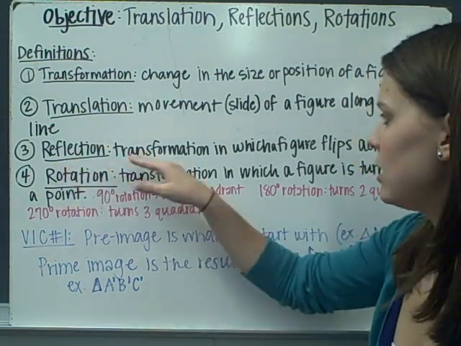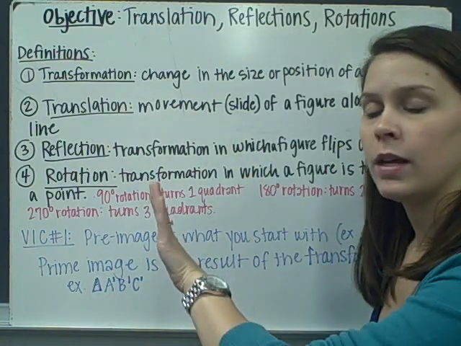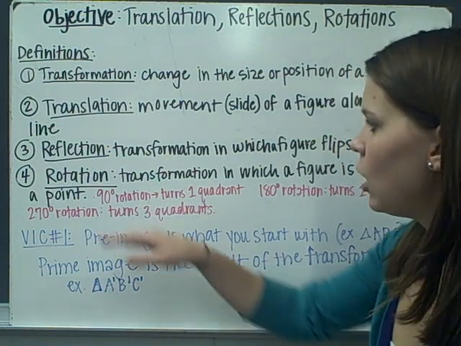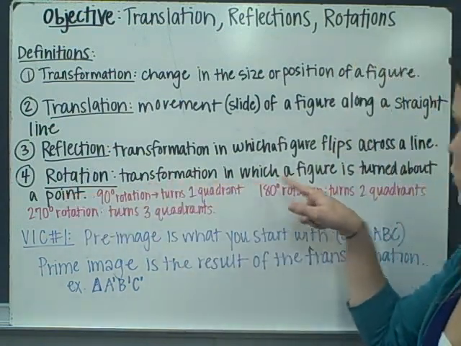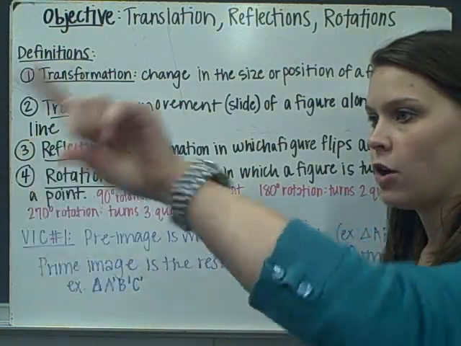A reflection is a transformation in which a figure flips across a line. So you're taking it and you're either flipping it across the y-axis or the x-axis of a coordinate plane. A rotation is a transformation in which the figure is turned about a point. So you're turning that figure all the way around.